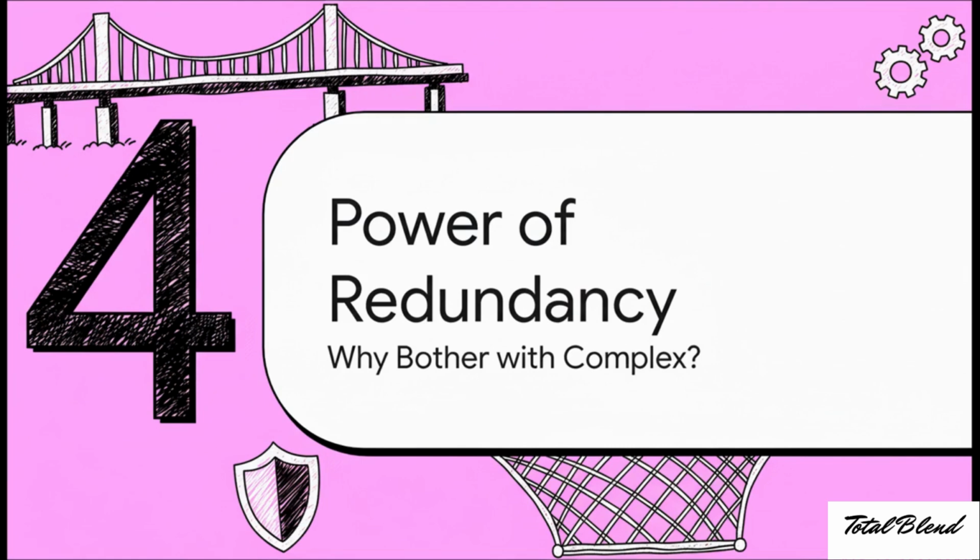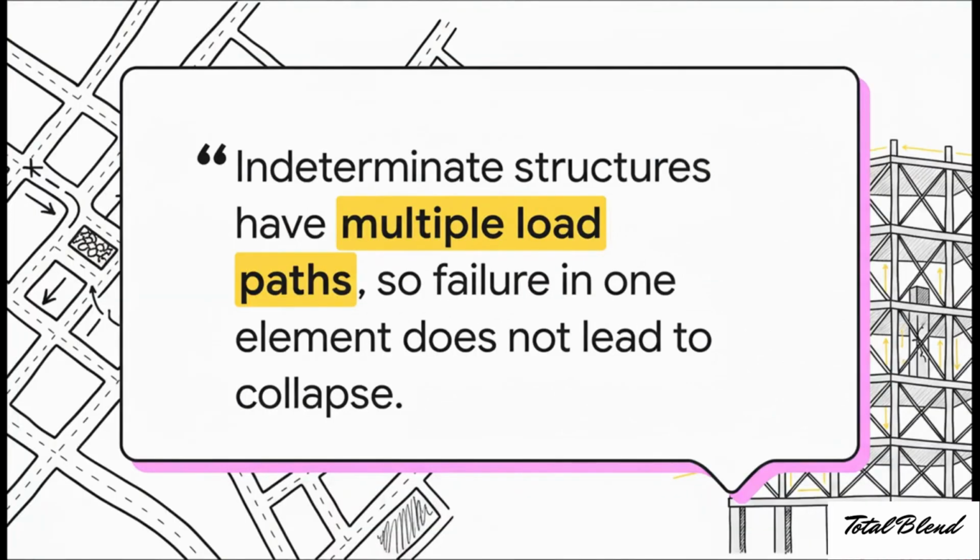If these indeterminate structures are so much harder to figure out, why on earth do we use them all the time? Why would we build things the complicated way when a simpler option exists? Well, the answer comes down to two big things: safety and efficiency. This quote right here just nails it. Those extra supports, those redundant members, they create multiple load paths.